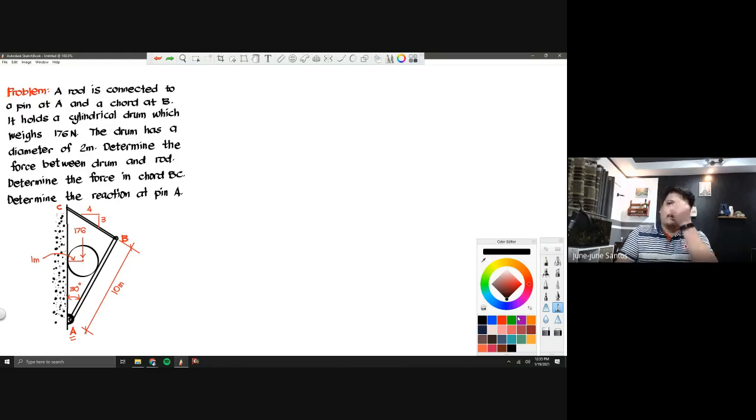Okay. So, yung nagwe-weigh daw yun ng 176 Newton. So, definitely, kung walang ibinigay dito sa statics of rigid body, gaya ng sinabi ko, it is always at the center. Okay? Doon natin makikita or doon nag-a-act yung ating weight. So, yung 176 Newton. Meron daw siyang diameter na 2 meters, kaya yung pinaka-radius niya, we have there 1 meter. So, unang hinahanap, determine the force between the drum and then the rod.